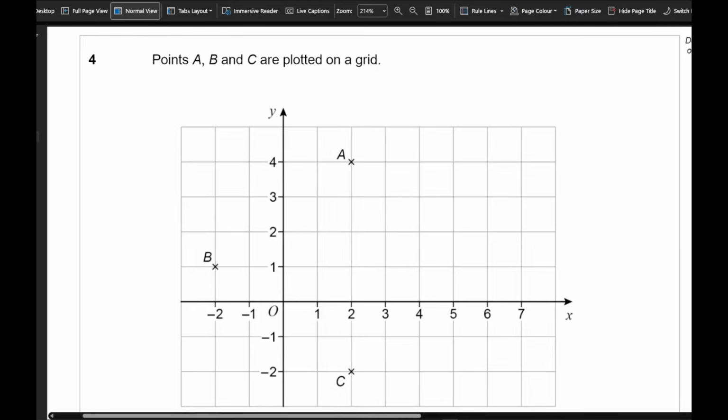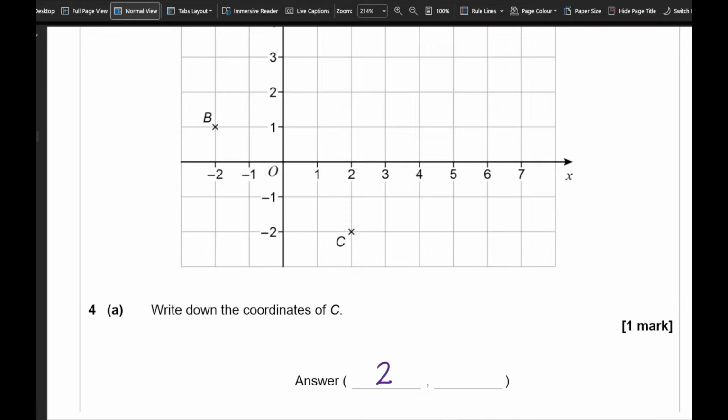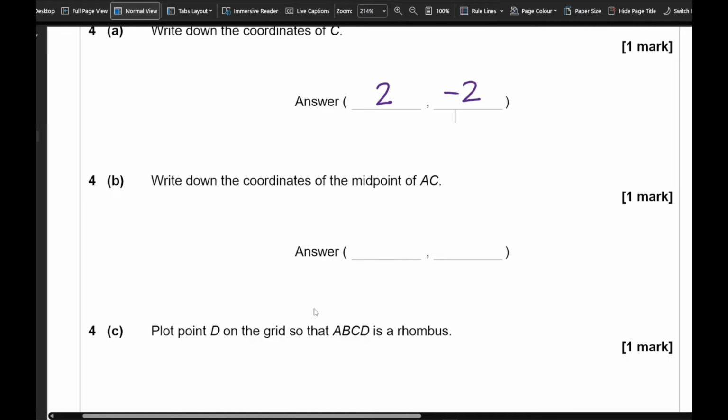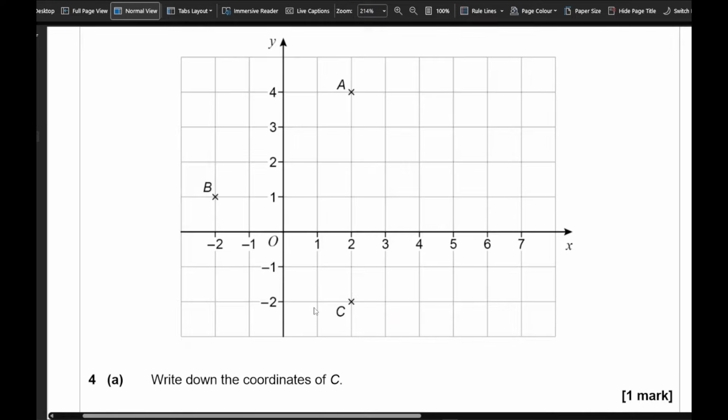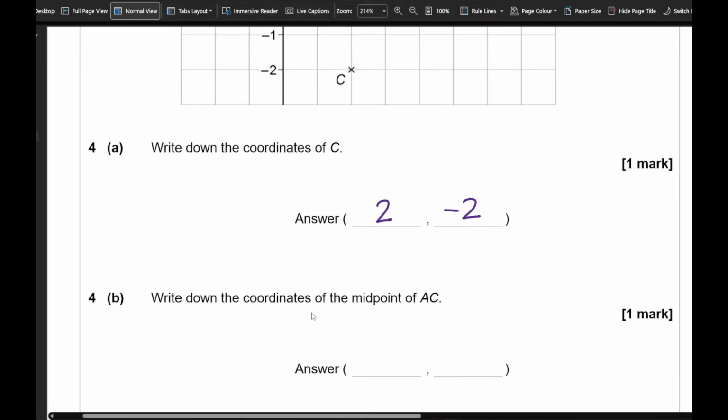Moving on to question 4, it says points A, B and C are plotted on the grid, and it says write down the coordinates for C. So again, when we're looking at coordinates, we go along the corridor, so that's 2 first and then it's minus 2 down. Then for question B, it says write down the coordinates of the midpoint of AC. So the midpoint of AC is here, in which that coordinate is 2, 1.